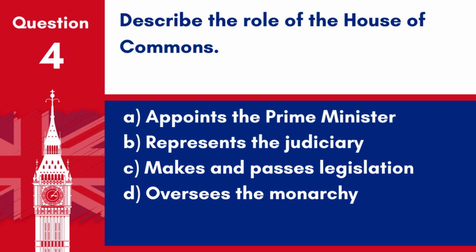Question 4. Describe the role of the House of Commons. A. Appoints the Prime Minister. B. Represents the judiciary. C. Makes and passes legislation. D. Oversees the monarchy. Answer. C. Makes and passes legislation. The primary role of the House of Commons is to make and pass legislation.